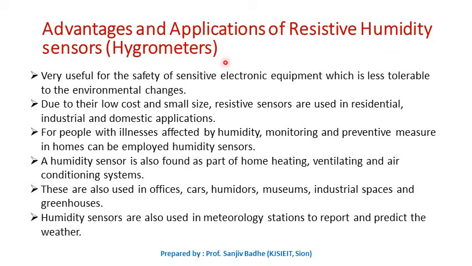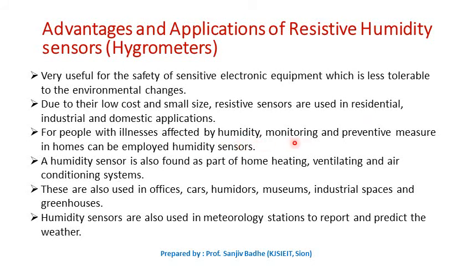Advantages and applications of resistive humidity sensors or hygrometers. There are some electronic equipments which are very sensitive to the environmental changes. So such hygrometers must be used to monitor such environmental changes for the safety of such sensitive electronic equipments. These hygrometers, resistive humidity sensors, are of very small size, and their cost is also very low, so they can be used in industrial as well as domestic or residential applications.